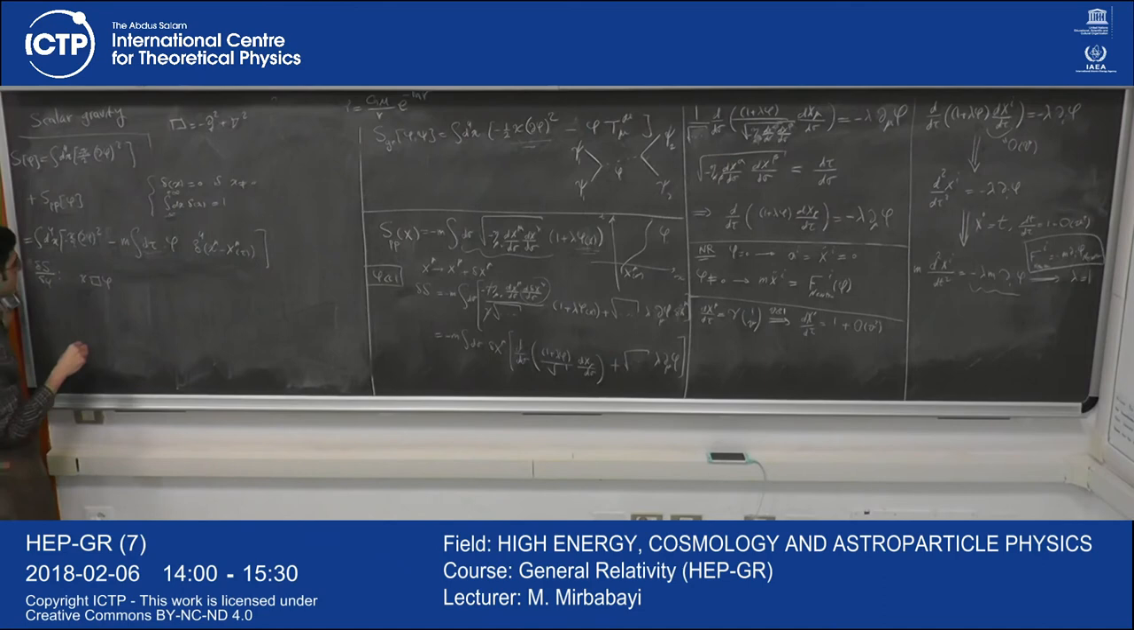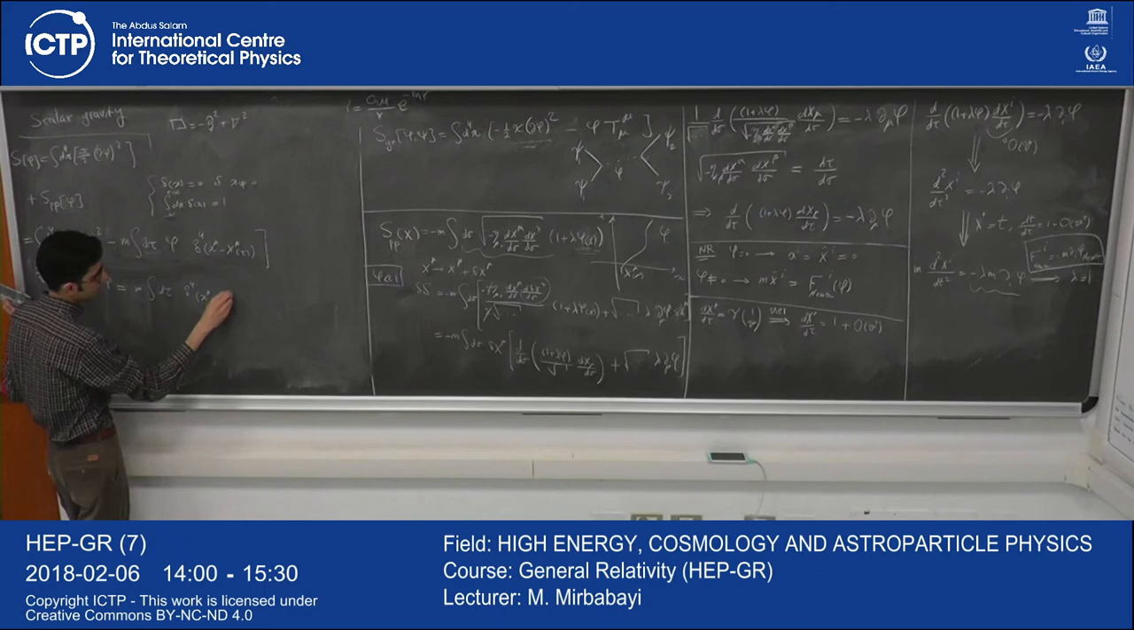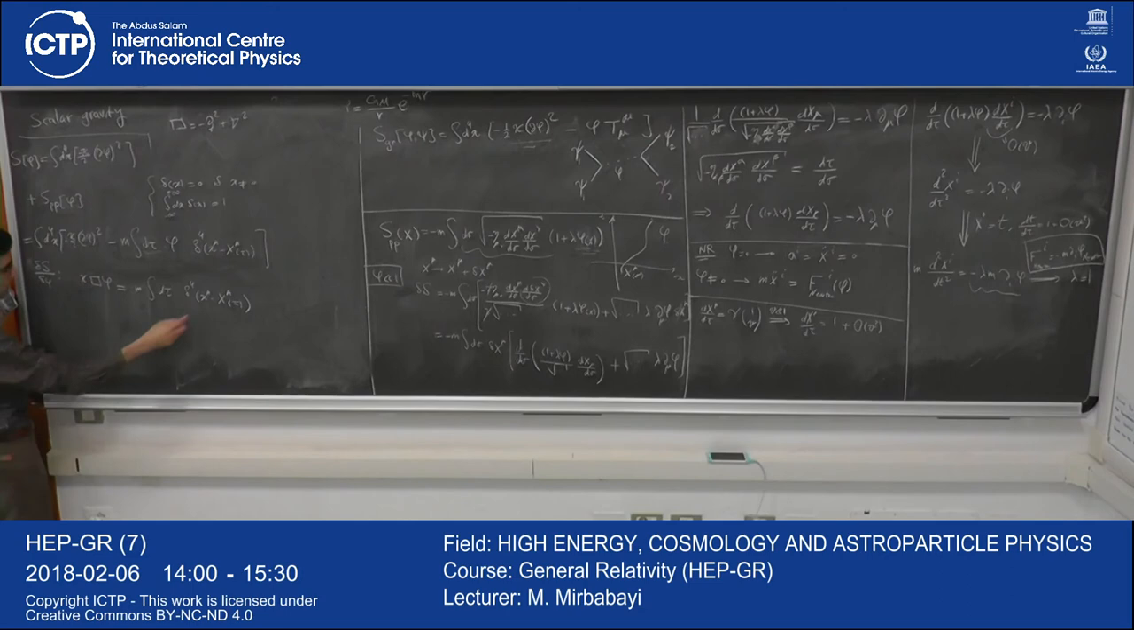So kappa D'Alembertian of phi is equal to m times the integral d tau delta 4 of x mu minus x mu of tau. So this is the trajectory of the particle. This x is any space-time point. So remember, this phi lives in space-time, it is a field.